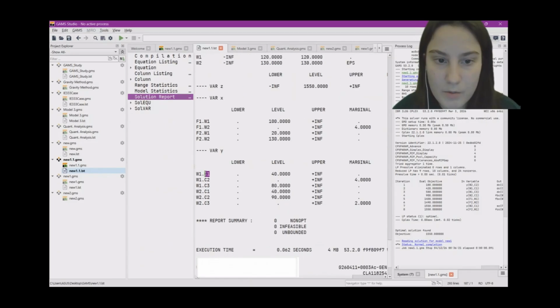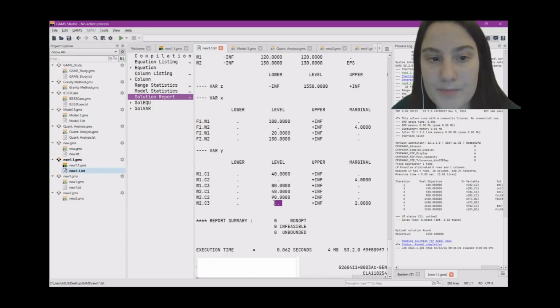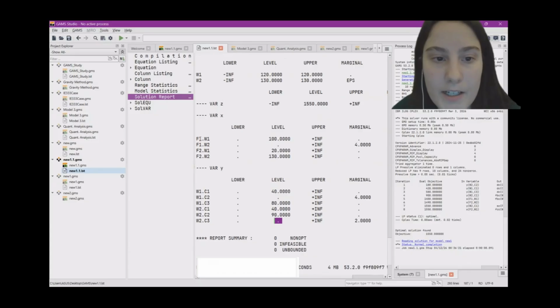Let's see. Customer 1, there are 40 units delivered. Customer 2, there's nothing going there. Warehouse 1 to customer 3, 80 units. Warehouse 2 to customer 1, 40 units. Warehouse 2 to customer 2, 90 units. And warehouse 2 to customer 3, there are no units going there. And then we have factory 1 to warehouse 1, 100 units. And to warehouse 2, it doesn't go. From factory 2 to warehouse 1, 20. And from factory 2 to warehouse 2, 130 units.